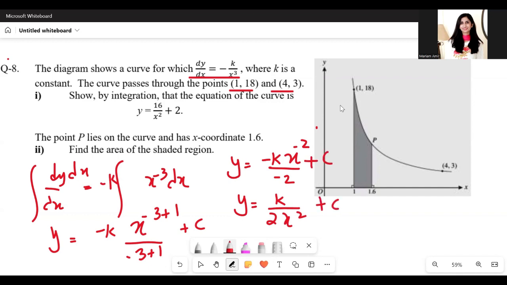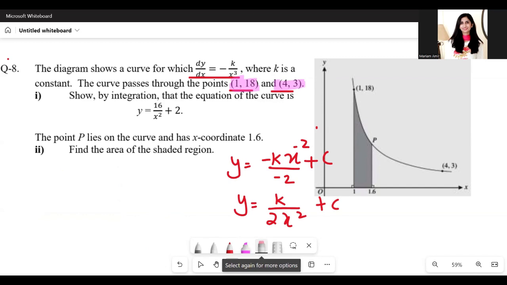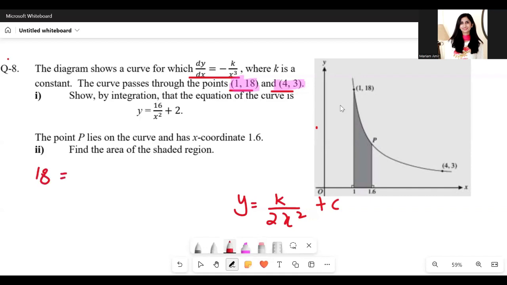Okay. Now we have to find the value of k and the value of c. For that, we're going to use these two coordinates given to us. Let's substitute the value of x and y in this equation. Okay, so y is 18. Writing 18 is equals to k upon 2, 1 squared is just going to be 2, plus c. Now I'm going to rearrange this. I'm going to take LCM. So k plus 2c upon 2. And now I'm going to send the 2 to the other side. Gets multiplied with 18. So we get 36. This should be equation number 1.